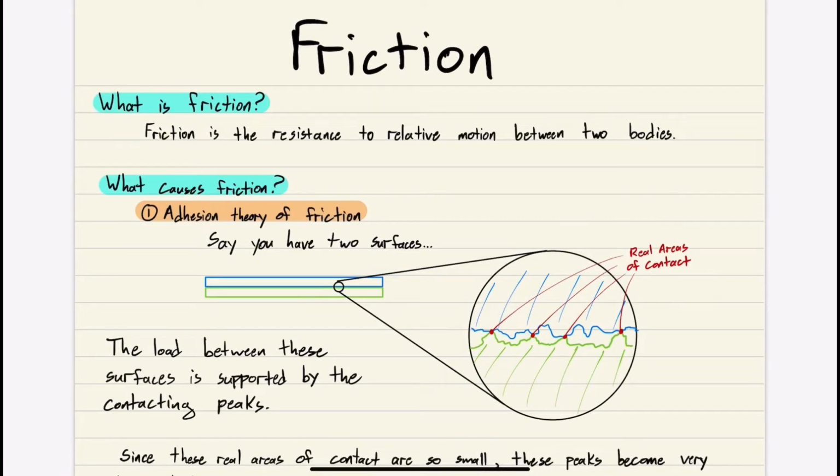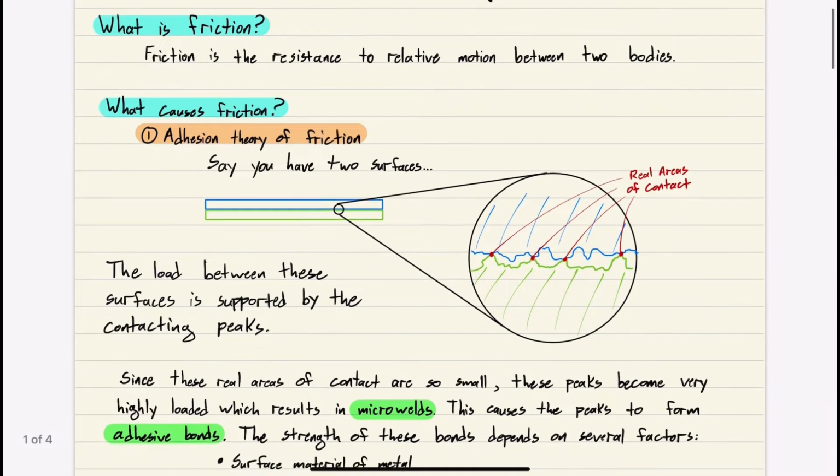All right, let's talk about friction. So, what is friction? Well, friction is the resistance to relative motion between two bodies. This word relative is important, and we'll talk about it. But this is my first definition: if someone asked me what friction was, I'd say it's that resistance to relative motion between two bodies.